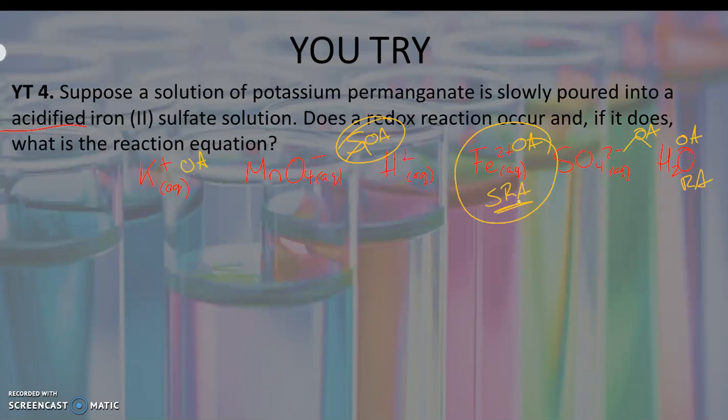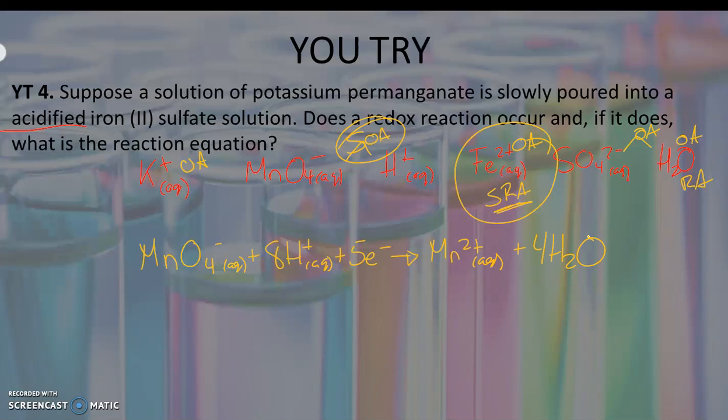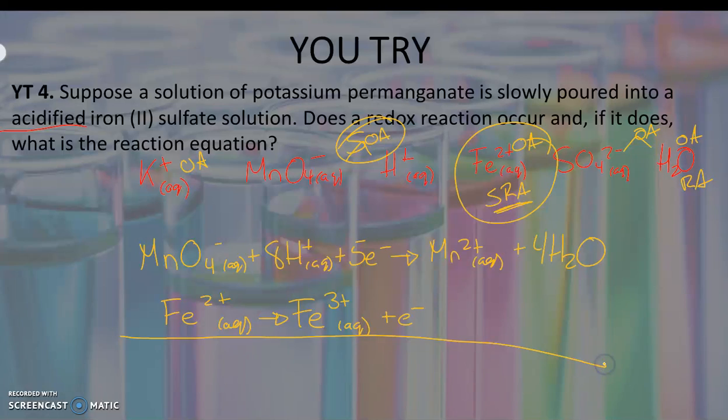So then I would write out my half reactions based off of this table. MnO4 negative aqueous plus 8 hydrogens aqueous plus 5 electrons produces Mn2 plus ions aqueous and 4 water. That is my oxidizing agent half reaction. And the half reaction for iron 2 ions is Fe2 plus aqueous becoming Fe3 plus aqueous and 1 electron. So to write the net reaction here, what do I need to do?